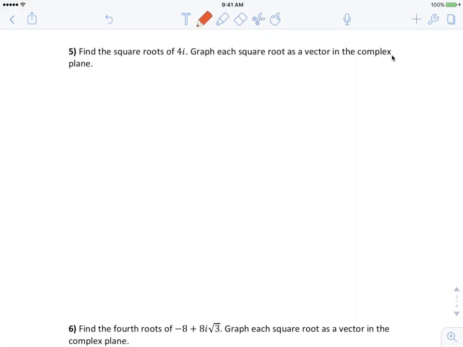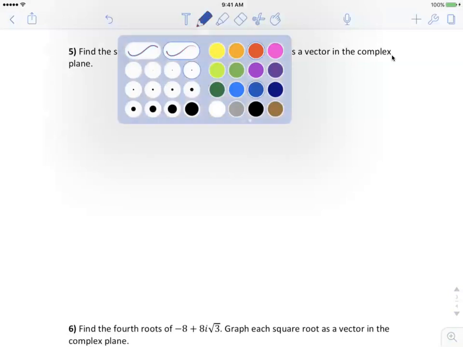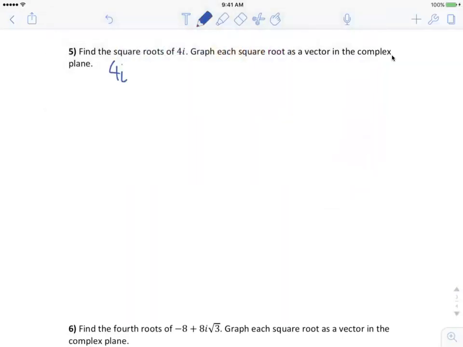Okay, so the first thing you want to do is write the value in trigonometric form. 4i, think about what that is in trig form. It's the positive imaginary axis. That's at 90 degrees. So the r is 4, cosine i sine 90.